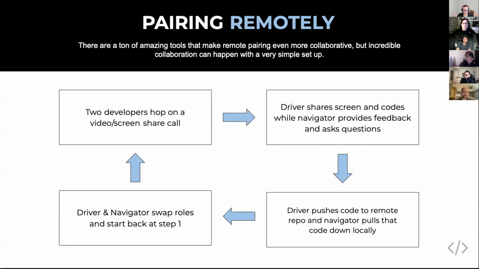The person who is actively coding, obviously their screen needs to be shared. The navigator is thinking about these zoomed out things. So they can be looking at what the driver is doing. They can be thinking about edge cases. They can be asking questions like, oh, that's interesting, you did it that way. Can you explain more about what you were trying to do there? The driver can then, when they want to switch roles, push code to the remote repo. The navigator pulls it down and then they swap steps.